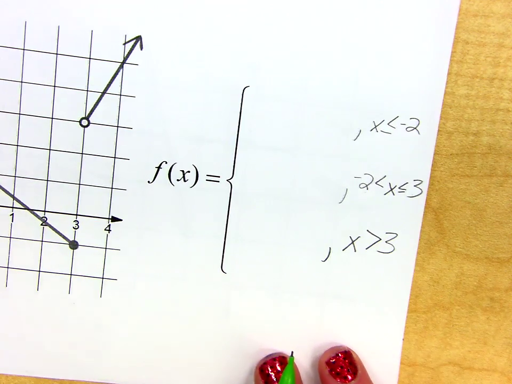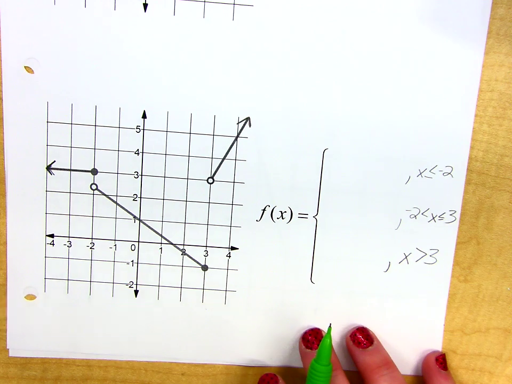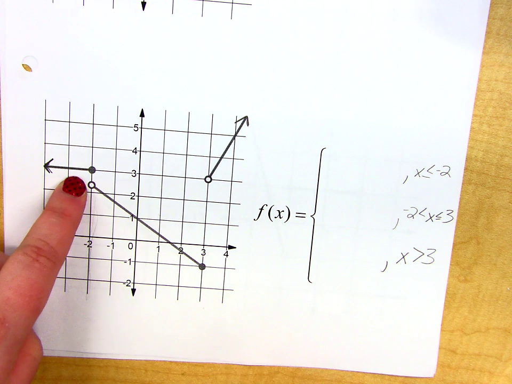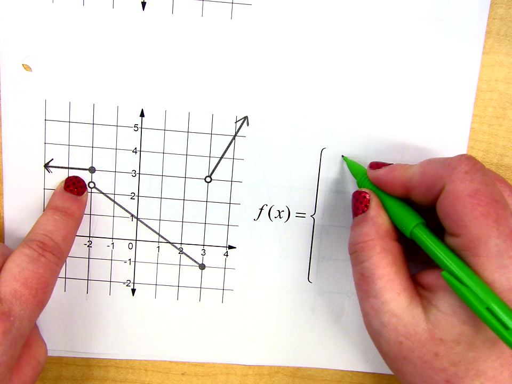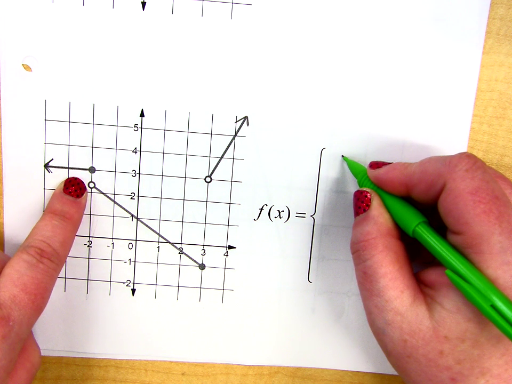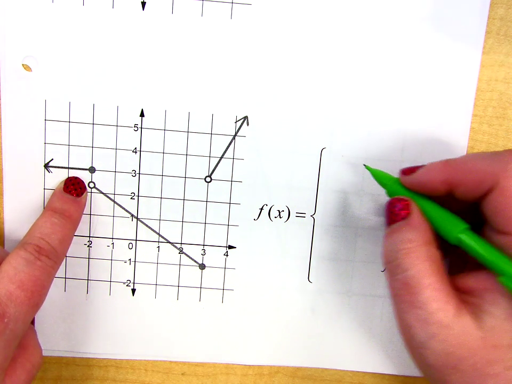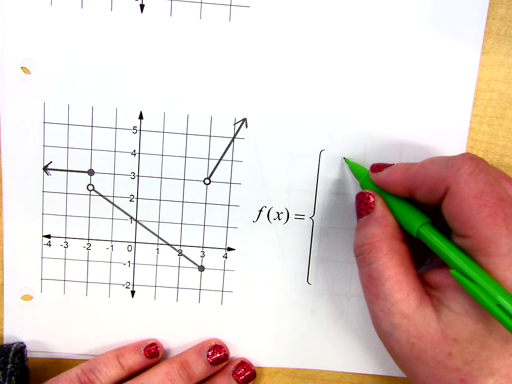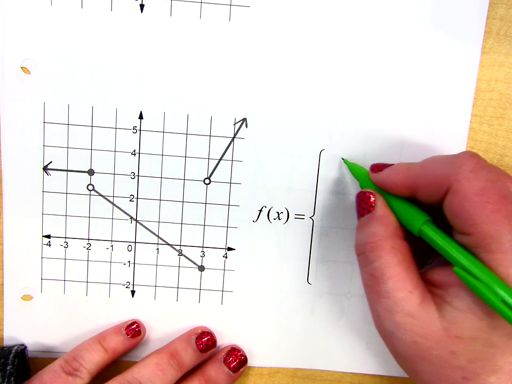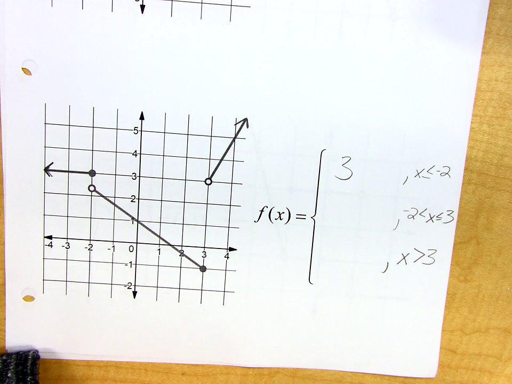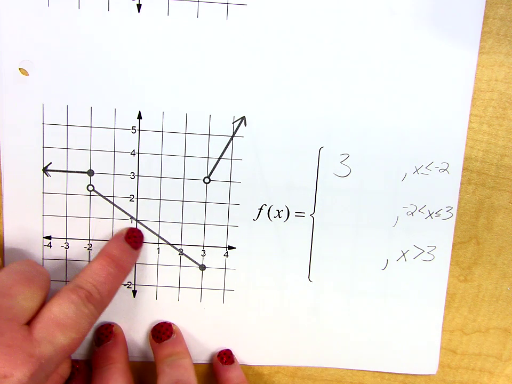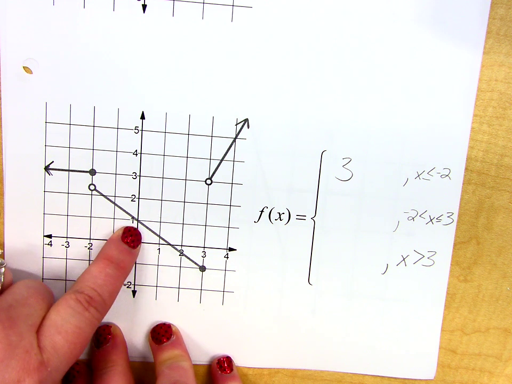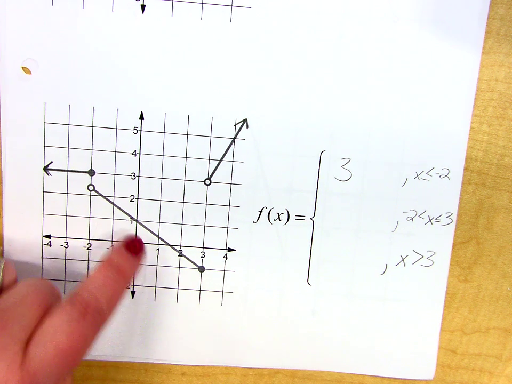Now I just need equations for each of these 3. So this one that's just horizontal, what's my equation for that guy? Just 3, right? Yeah. This guy, oh, we got lucky again. I do know it's crossing the y-intercept. It's +1.